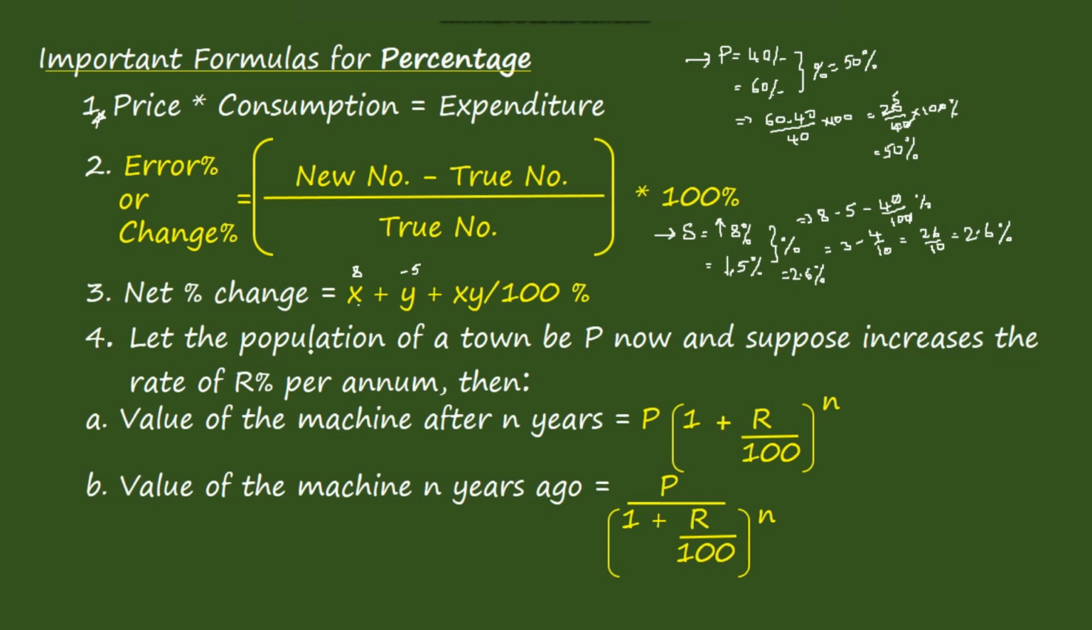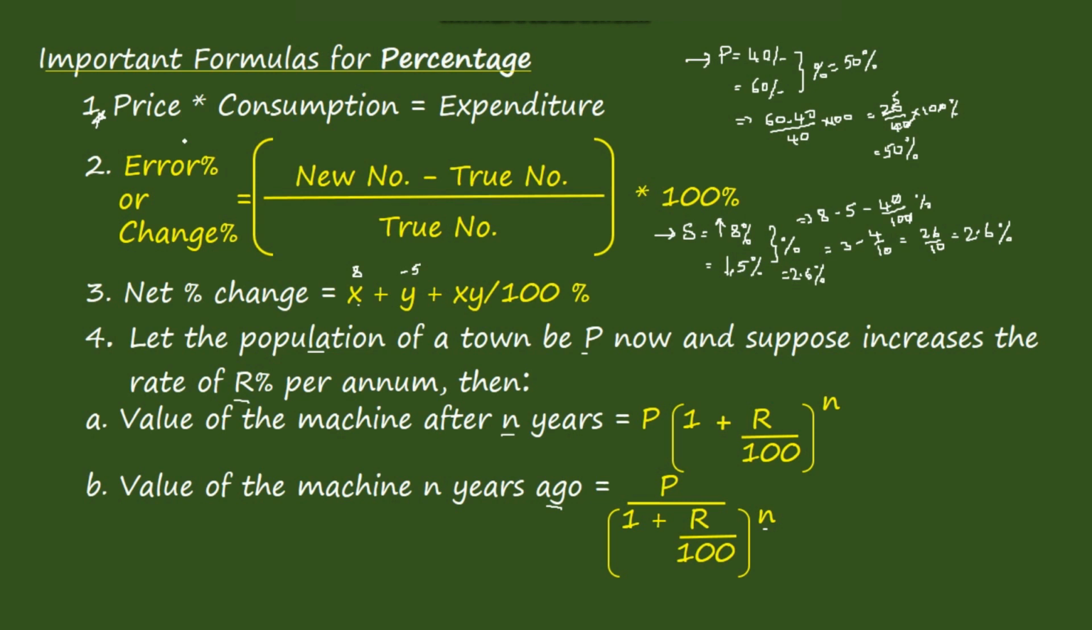Okay, coming to the fourth one. Regarding the population. Okay, the population of a town was P, and suppose it is increasing at the rate of R% per annum. Okay, per annum is nothing but per year, right? Then after n years, what will be the population? The formula is P into 1 plus R per 100 whole power n. Okay, and n years ago it was P by 1 plus R by 100 whole power n. Okay, these are a few more important formulas of percentage.